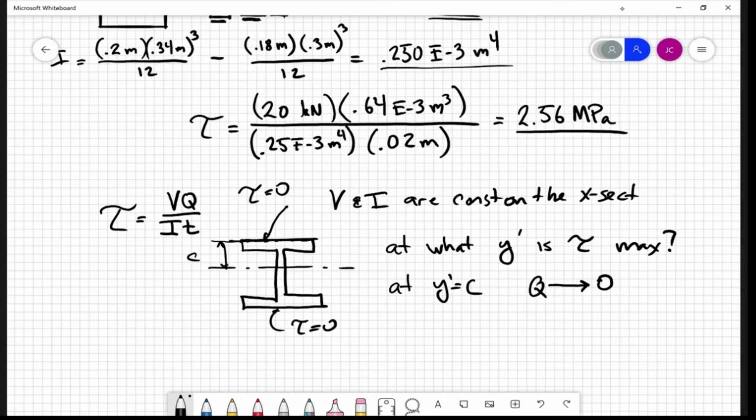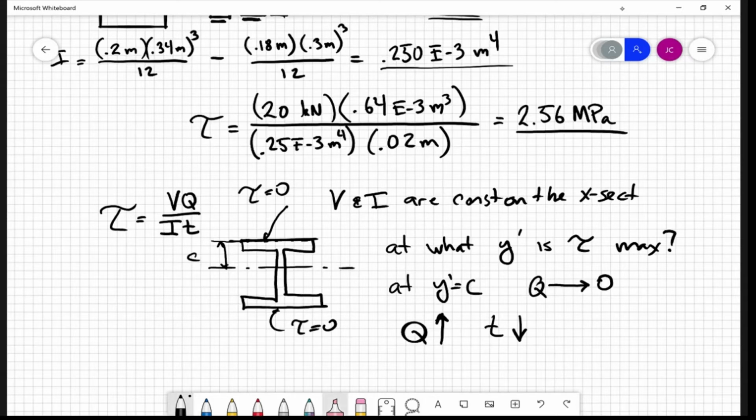So what do you want to have happen? You want to get the shear stress to be as big as possible. You want Q to be as big as possible, correct? And you want the thickness to be as small as possible. Where do you think you're going to get the maximum Q? The closest to the neutral axis. That's correct. Perfect. Yeah, excellent.